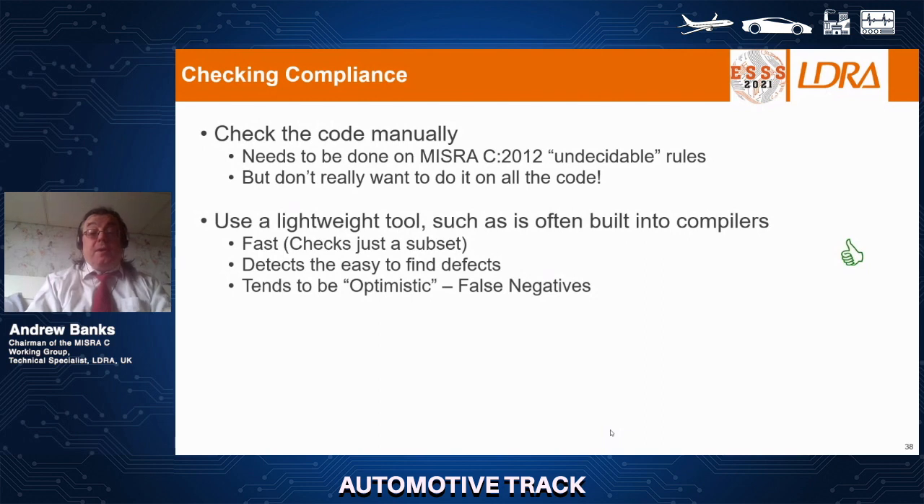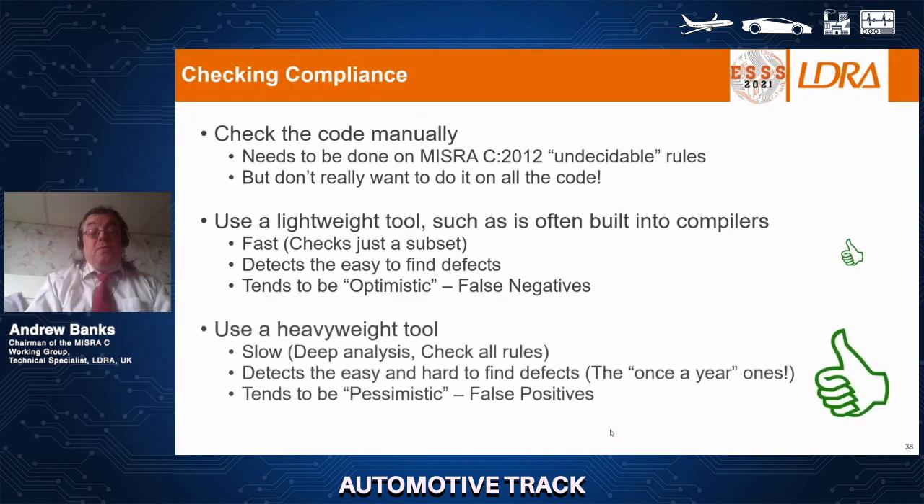You can use a lightweight tool, such as many compilers now include. This is fast, usually only checks a subset of the rules, and detects the easy-to-find defects. They tend to be optimistic. You get false negatives rather than a positive sometimes.